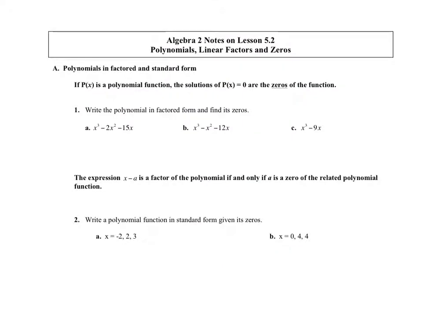All right, 5-2 is all about the factors and zeros of polynomials. Now, you should know what factors are already because we've done factoring a lot. And today we're going to learn what zeros are. It says right here, if p of x is a polynomial function, the solutions of p of x equals 0 are the zeros of the function. So when you set a polynomial equal to 0 and find out what works, those are called the zeros.